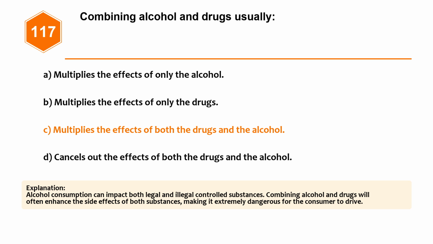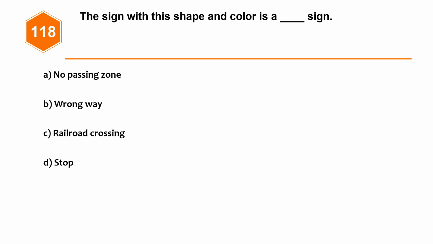Question 118. The sign with the shape and color is a blank sign. Option A, no passing zone. Option B, wrong way. Option C, railroad crossing. Option D, stop.